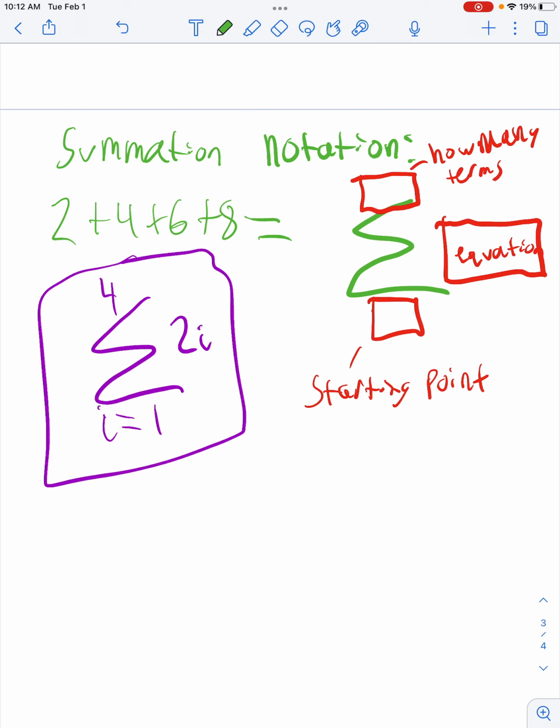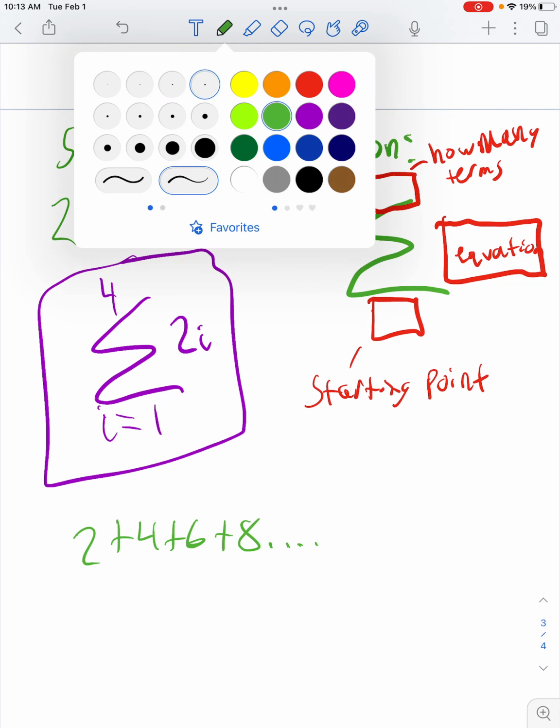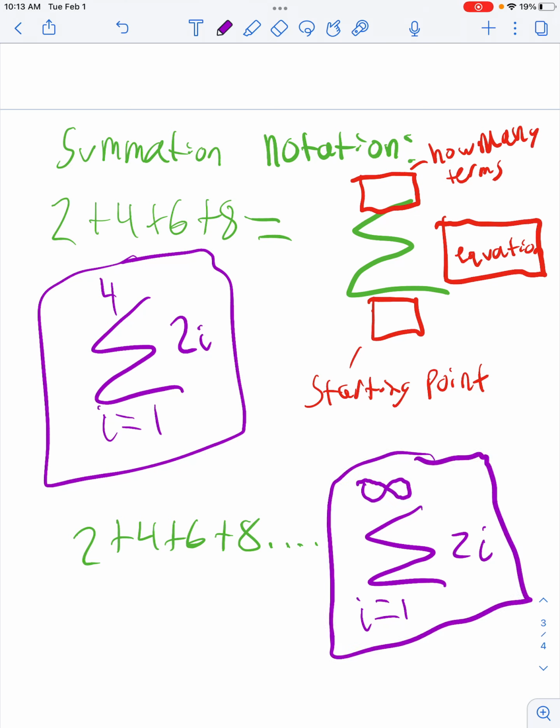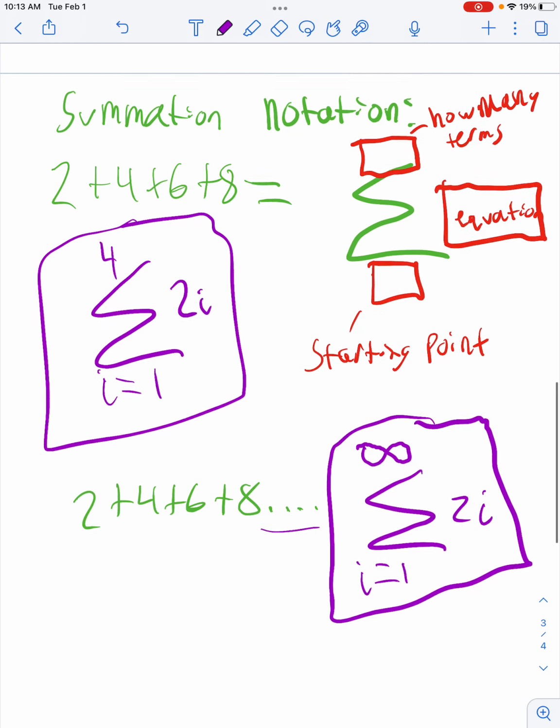However, let's say I had a slightly different notation where I add these ellipses, which again means this is going on forever. So I'm going to start the same, with the same equation, but I'm never going to stop. I'm going to go to infinity. That is the difference: when you notice you have a number going forever, you have to use infinity.